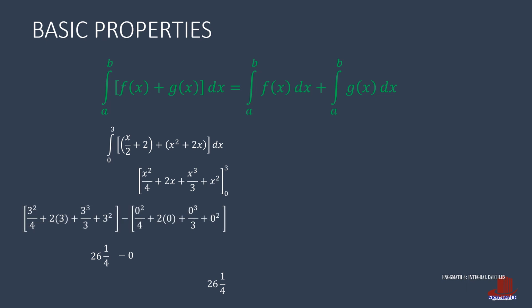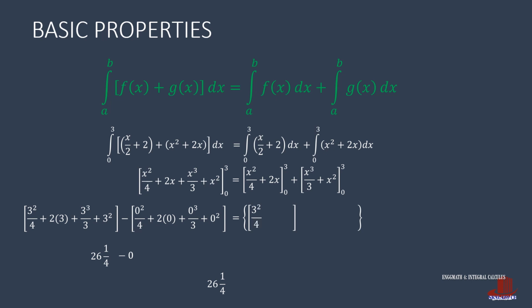The right side of the proof then starts with f of x, that is, x over 2 plus 2 from 3 to 0. Then the second term is x squared plus 2x, and both are with the limits from 3 to 0. The antiderivatives of these terms are solved as x squared over 4 plus 2x from 3 to 0, plus the second term has x cubed over 3 plus x squared from limits of 3 to 0.